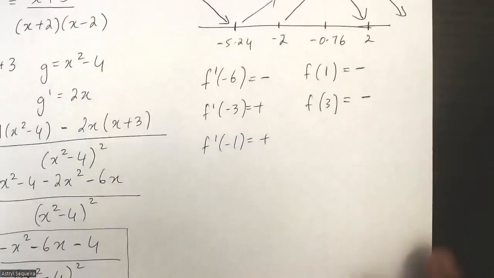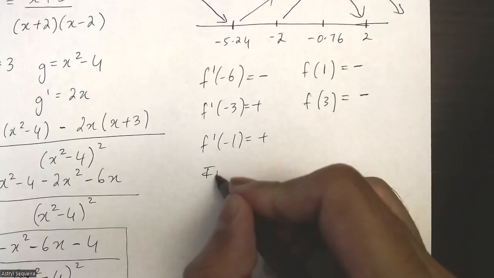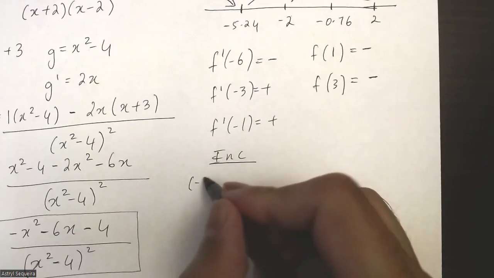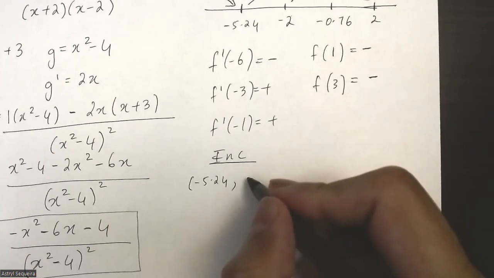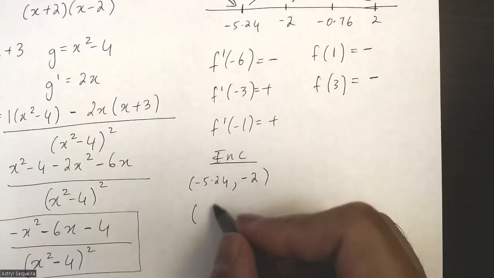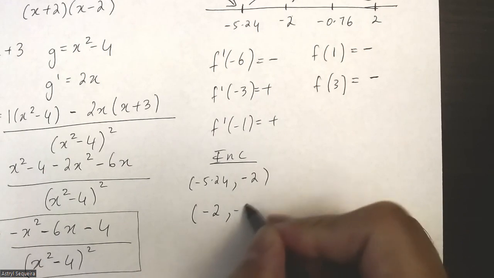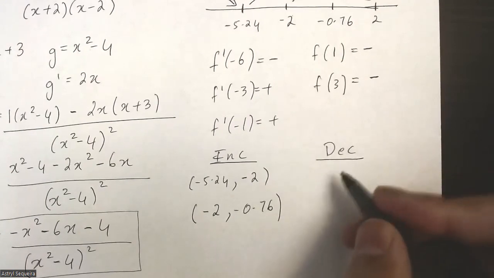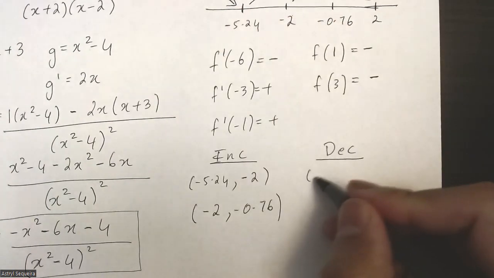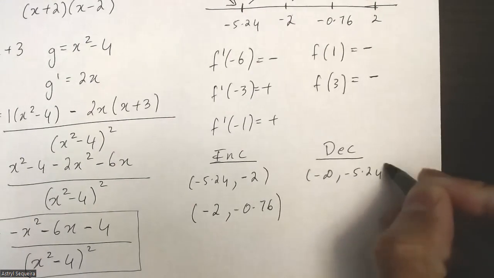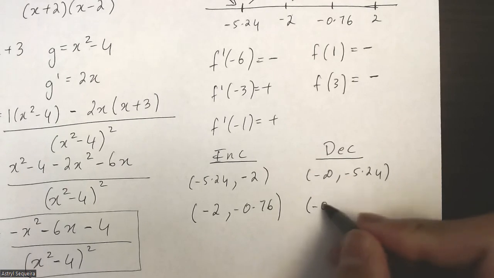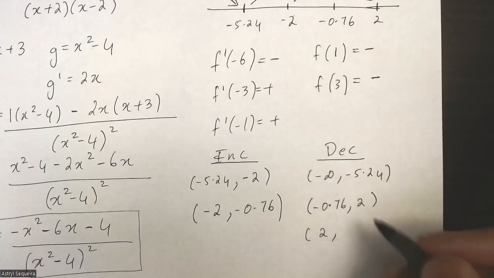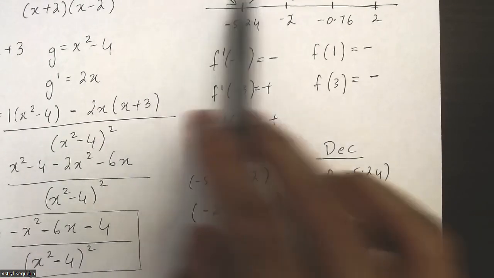So my intervals of increase are from -5.24 till -2, and then -2 to -0.76. I have two intervals of increase. My intervals of decrease, the first one is right there from -infinity till -5.24. The second one is -0.76 to +2, and then the third one is +2 to +infinity. So 3 intervals of decrease.